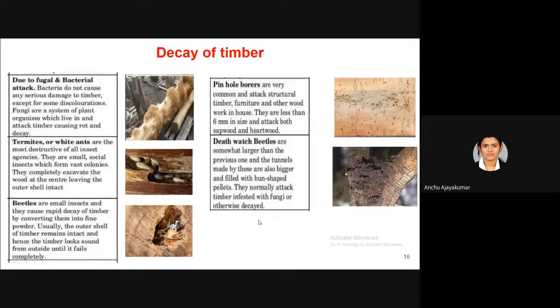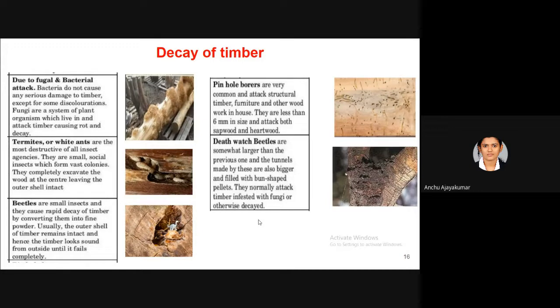And the last one about timber is the decay of timber. Decay of timber, we have five decays I am explaining. First one is fungal or bacterial attack. The bacteria do not cause any serious damage to timber except for some discolorations. Fungi are a system of plant organisms which live in the attacked timber causing rot or decay. That we have already discussed in our previous slide. First the bacteria will attack, and from the bacterial attack area the fungus will start growing and it will lead to the disease in timber.